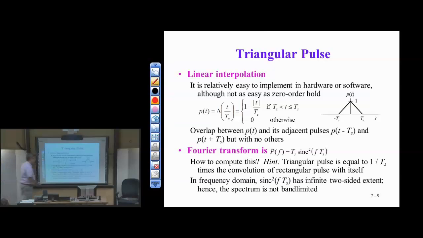So I'm going to get some overlap. If we look at the adjacent pulses, they're going to look like this. They're going to overlap in the time domain. This is the pulse at sample 0. This is the pulse at sample 1. This is the pulse at sample -1. This will always happen because the triangular pulse is always going to look at two samples at one time.